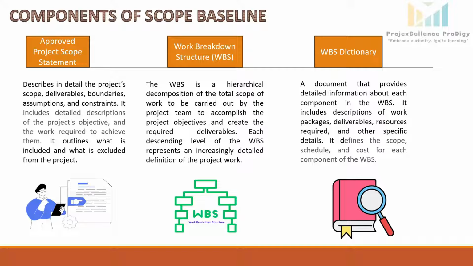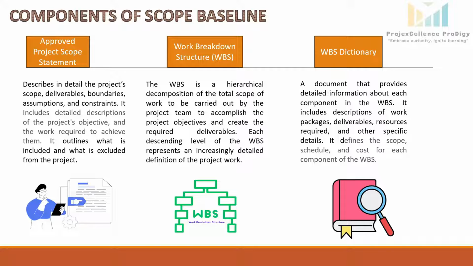Constraints: budget is limited to $10 million, and construction must adhere to local noise ordinances and work hour restrictions. Assumptions: all necessary permits will be obtained without significant delays. So these are assumptions, they may or may not hold. Weather conditions will not cause major disruptions to the construction schedule. So these are the elements which will be in the project scope statement.